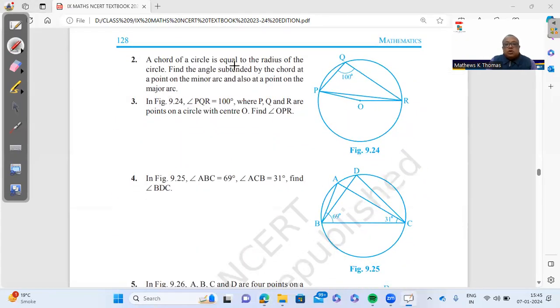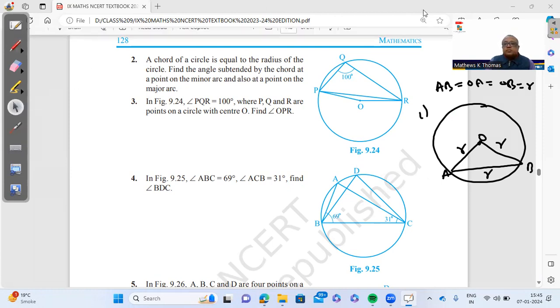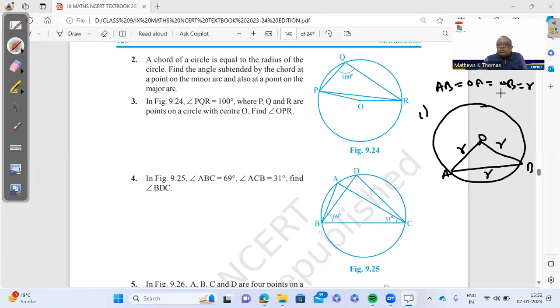Question number 2. A chord is equal to the radius. This is AB. This is the radius. It is given that the length of this chord is equal to the radius. That means AB, OA and OB all are equal to R. Therefore, this is an equilateral triangle. So the chord is equal to the radius means AB, OA and OB are equal to R.